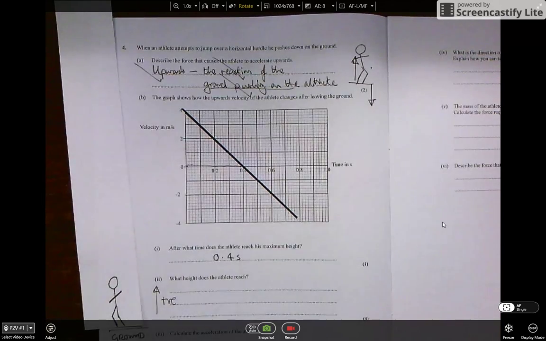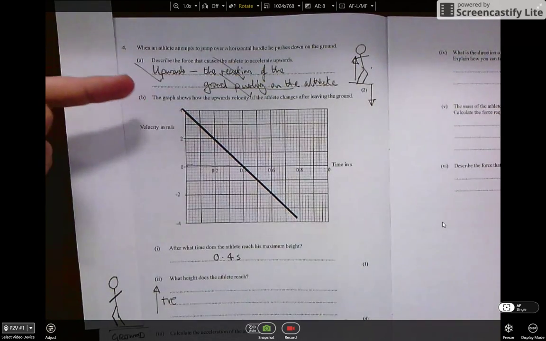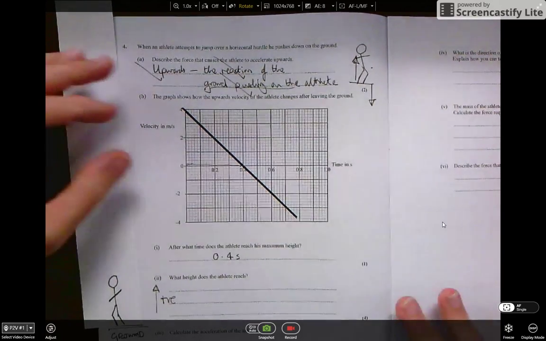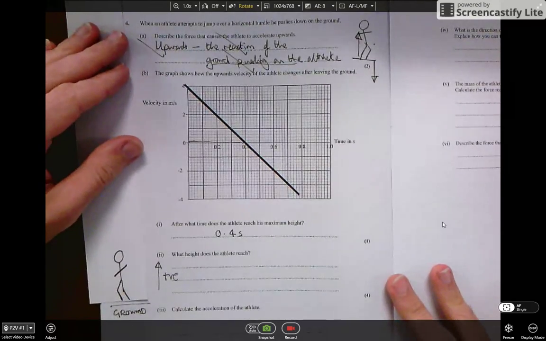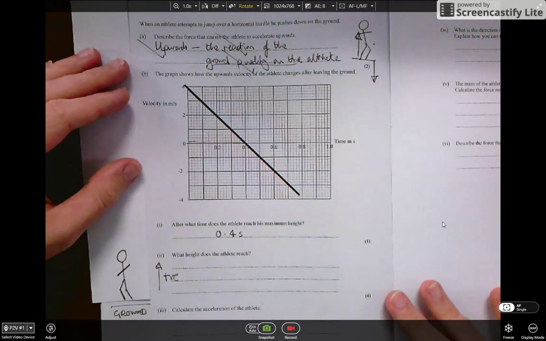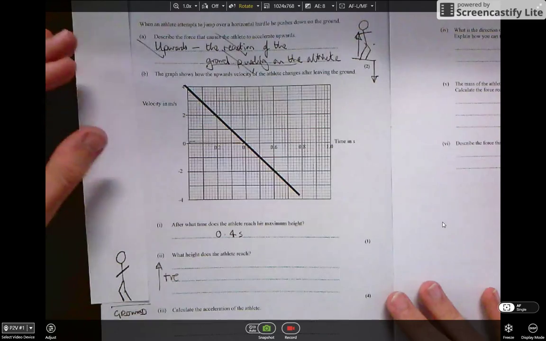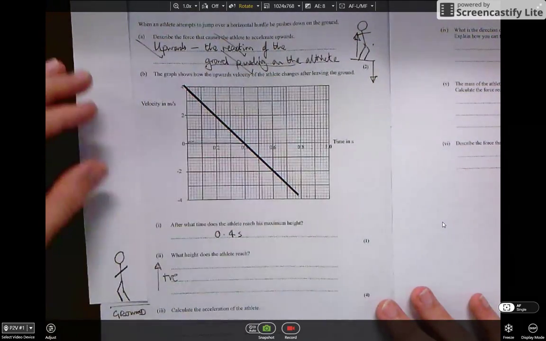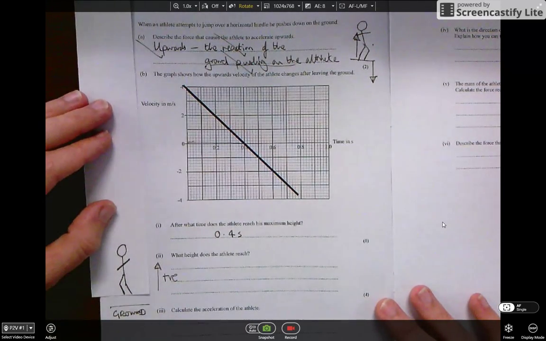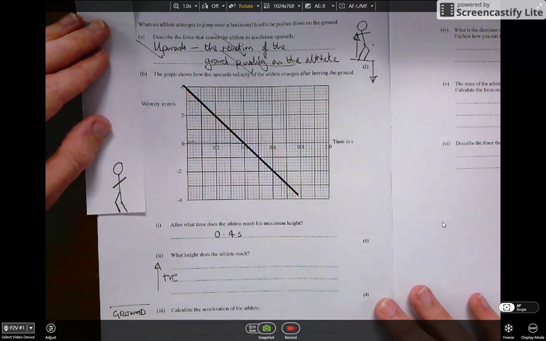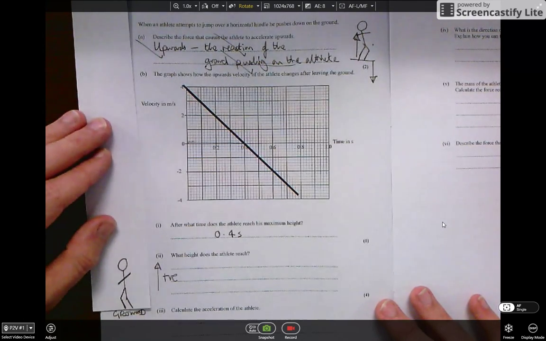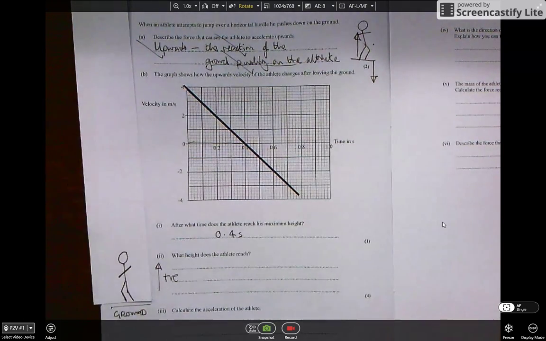On the previous video, we've already looked at 4A and decided that the force which is causing the athlete to accelerate upwards is the reaction force of the ground pushing upwards on the athlete. And what's shown on this velocity time graph is that the athlete is going upwards, slowing down, and then falling back towards the ground and hitting it just like that.